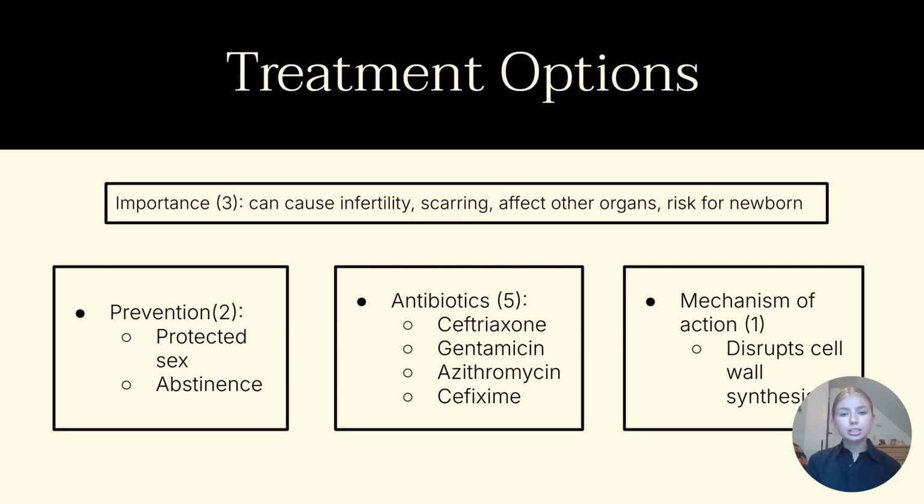If a person is infected with the disease, the Center for Disease Control and Prevention, or CDC, has also made notes about which antibiotics work best. The top recommended antibiotic is ceftriaxone, which is given as an injection. If this antibiotic is not possible for the individual, then gentamicin, azithromycin, and cefixime are recommended as well.